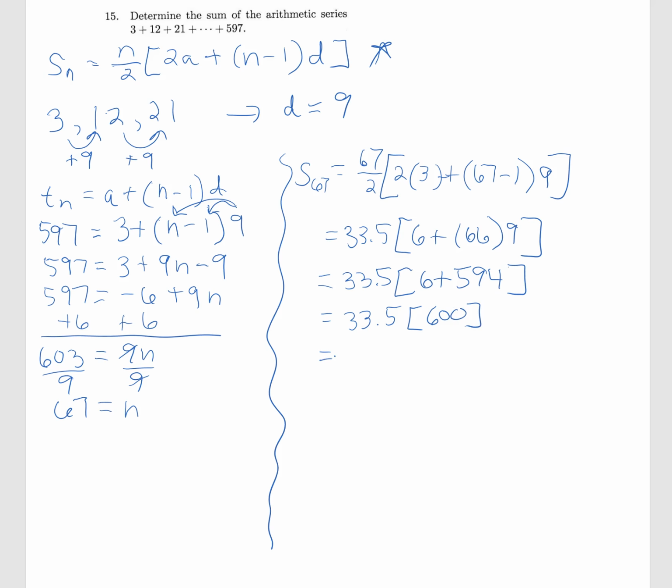And 600 times 33.5 ends up being 20,100. So the sum of our first 67 terms in this arithmetic series is 20,100. And that's our answer.